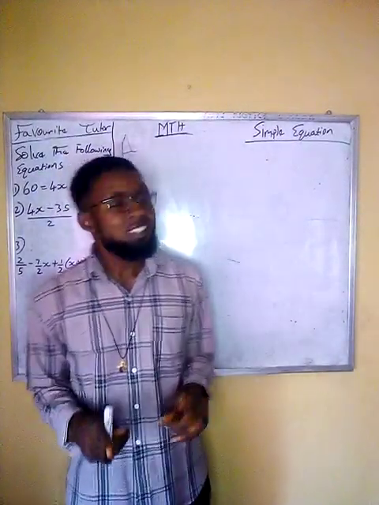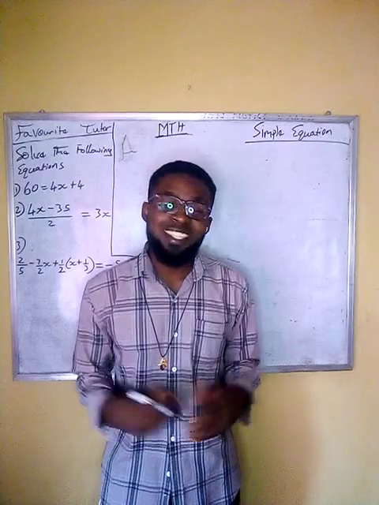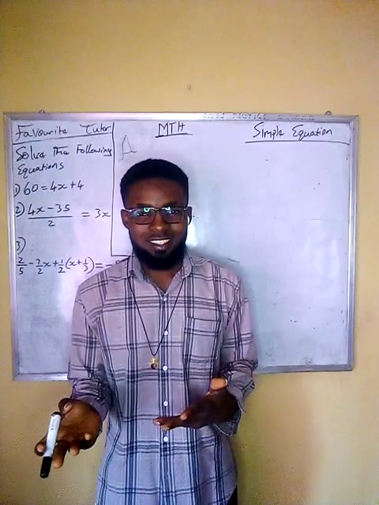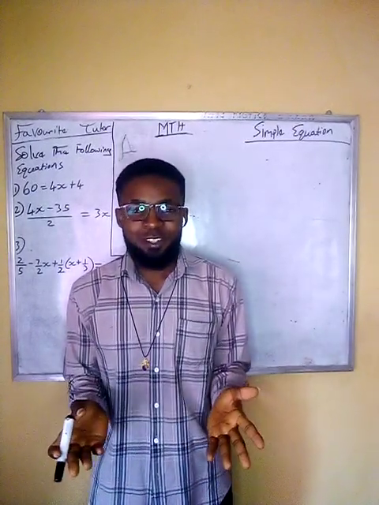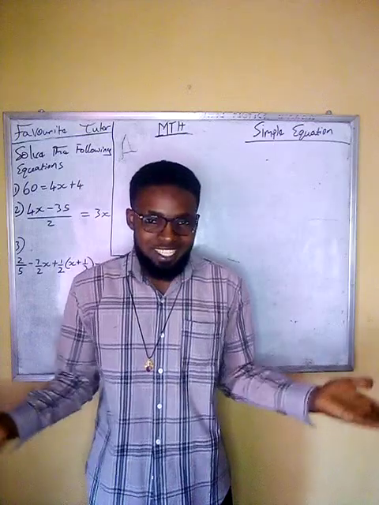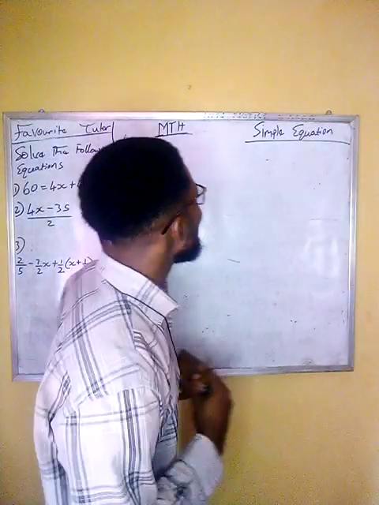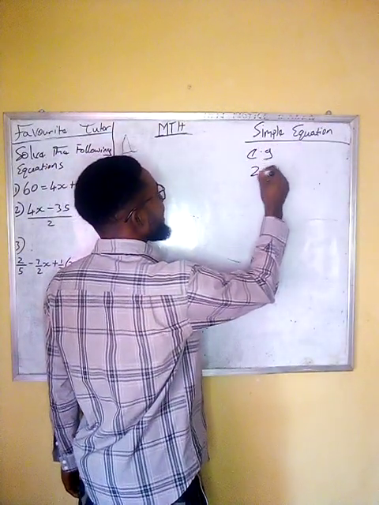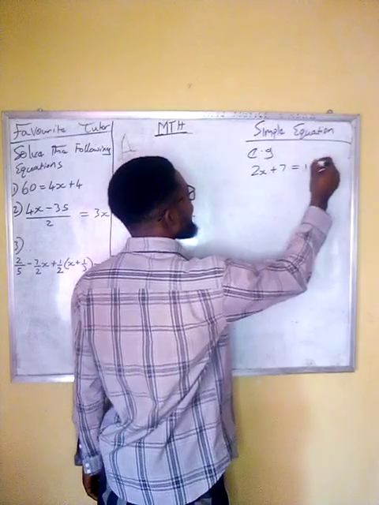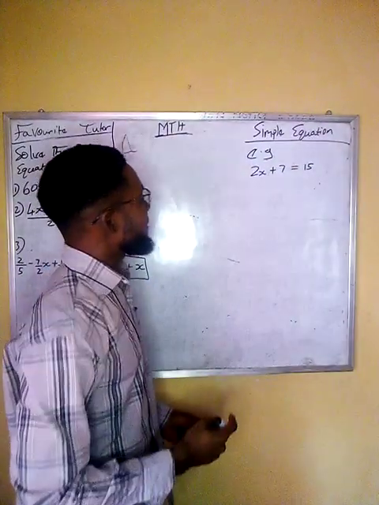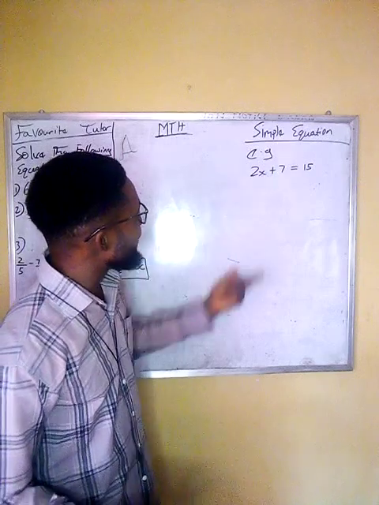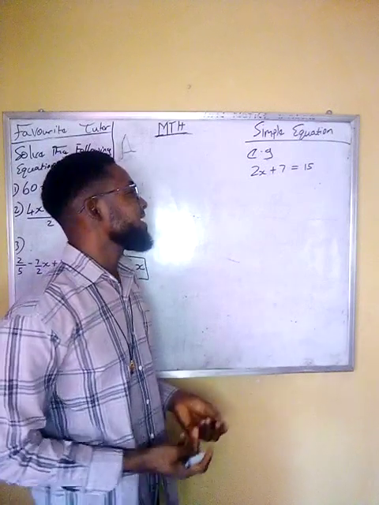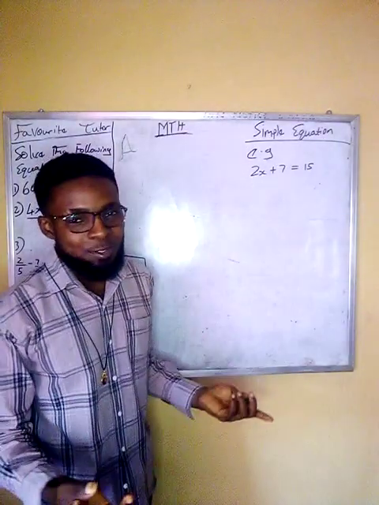Alright, today we are going to be talking about simple equations, an equation that is very simple, whereby the variable is raised to the power of 1. So we can say that a simple equation is more like a linear equation. For example, let us see something like this: 2x plus 7 equals 15. Here, we can see that the variable x is raised to the power of 1. So this makes this equation linear, and we can say it's a simple equation, very simple to solve.